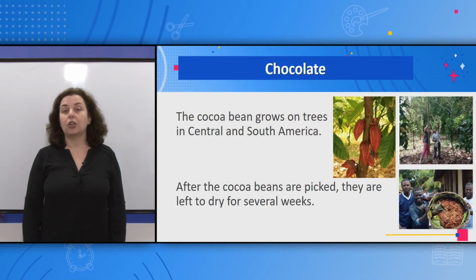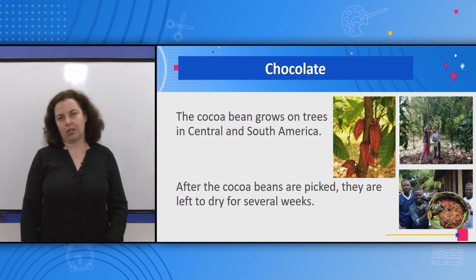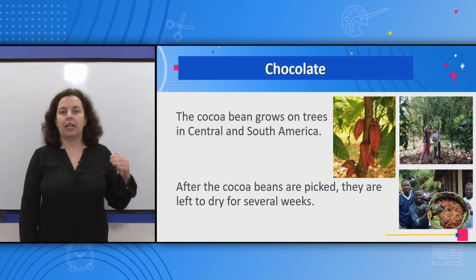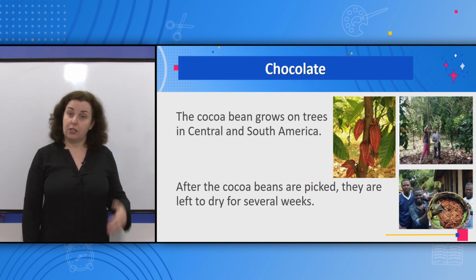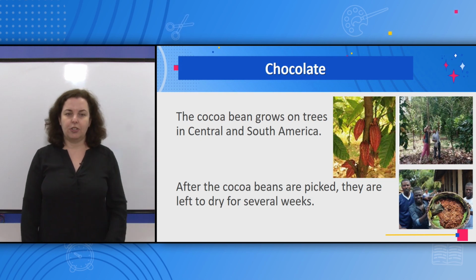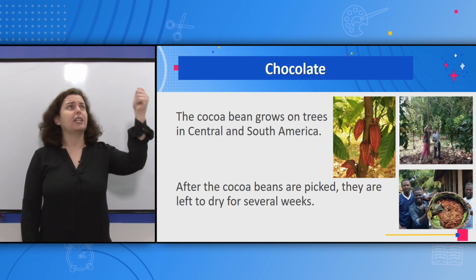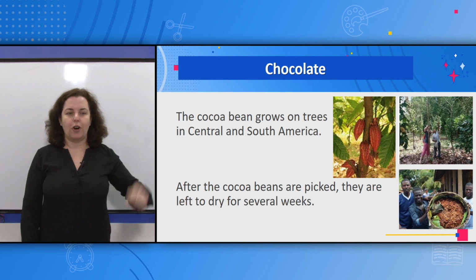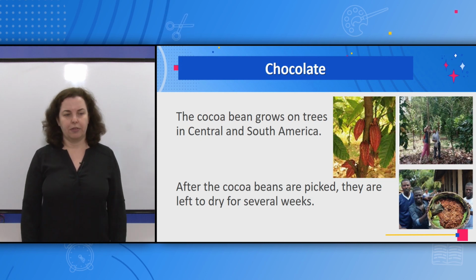The cocoa bean grows on trees in Central and South America. For example, in Peru, in Brazil, in Chile, these are where you can find cocoa bean trees. You see the person in the picture up on top? He's holding a very, very tall stick, and that's how they shake the tree and the beans fall, and that's how they make chocolate. Let's continue reading.